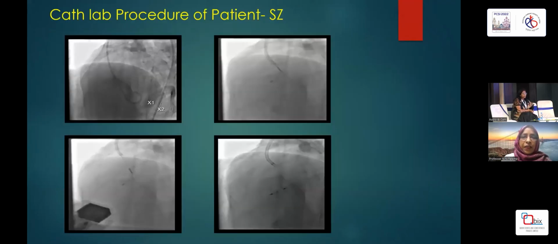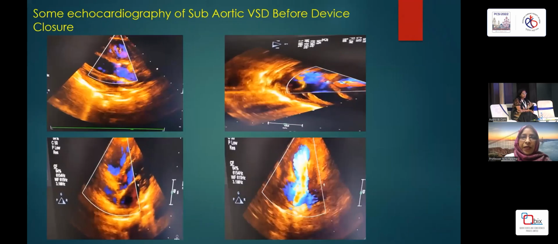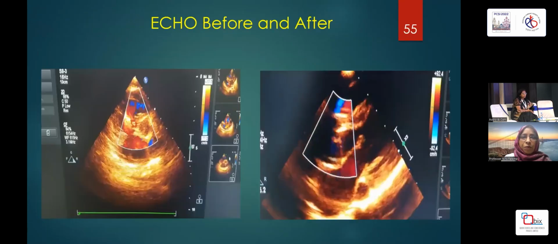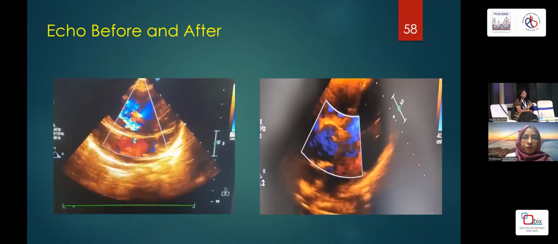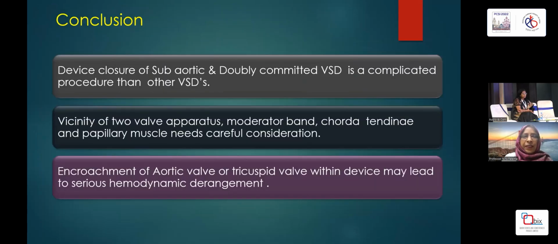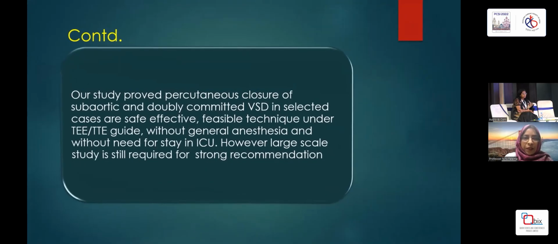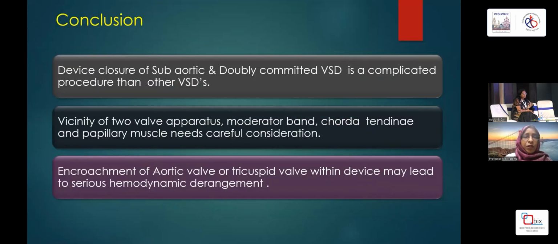So these are all cases of doubly committed and other VSDs. I'm going to my last slide now. These are difficult procedures, but can be performed safely in centers. Device closure of subaortic and doubly committed VSD is a more complicated procedure than other VSDs, and the vicinity of the valve apparatus, the moderator band and chordae tendineae make it more difficult. Encroachment of the aortic valve or tricuspid valve by the device causes serious hemodynamic impairment.